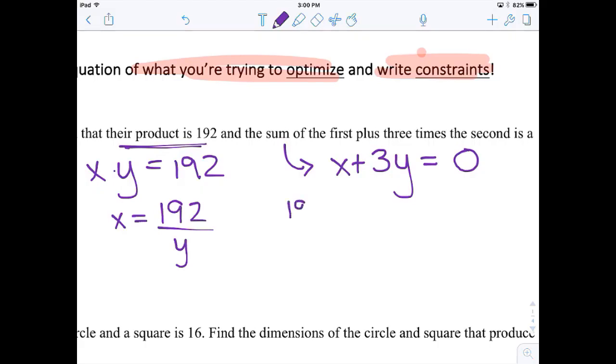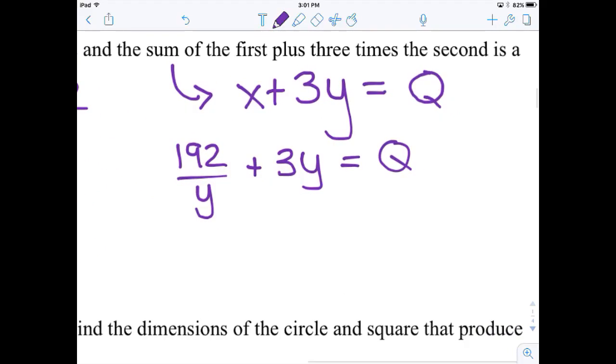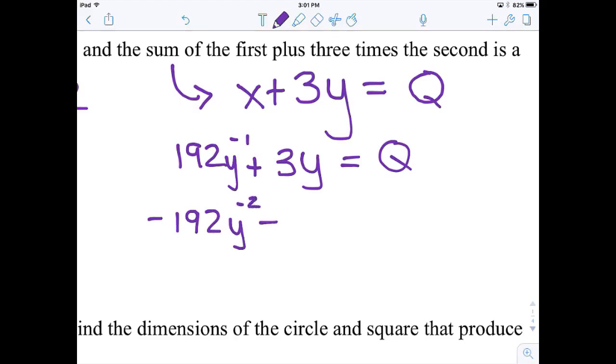So this would be 192 over y plus 3y equals, and I guess O is a confusing letter to use there because it looks like a 0. So let's maybe make that a Q, whatever you want to make it. Now, from here, what I'm saying to you is, this is my function in terms of one variable. Can you find me the minimum, right? And so now this is just a min-max problem. So this is really 192y to the negative first, so I'm just going to rewrite that. So my derivative would be negative 192y to the negative second plus 3 equals 0, because the derivative of that side will be 0, right?